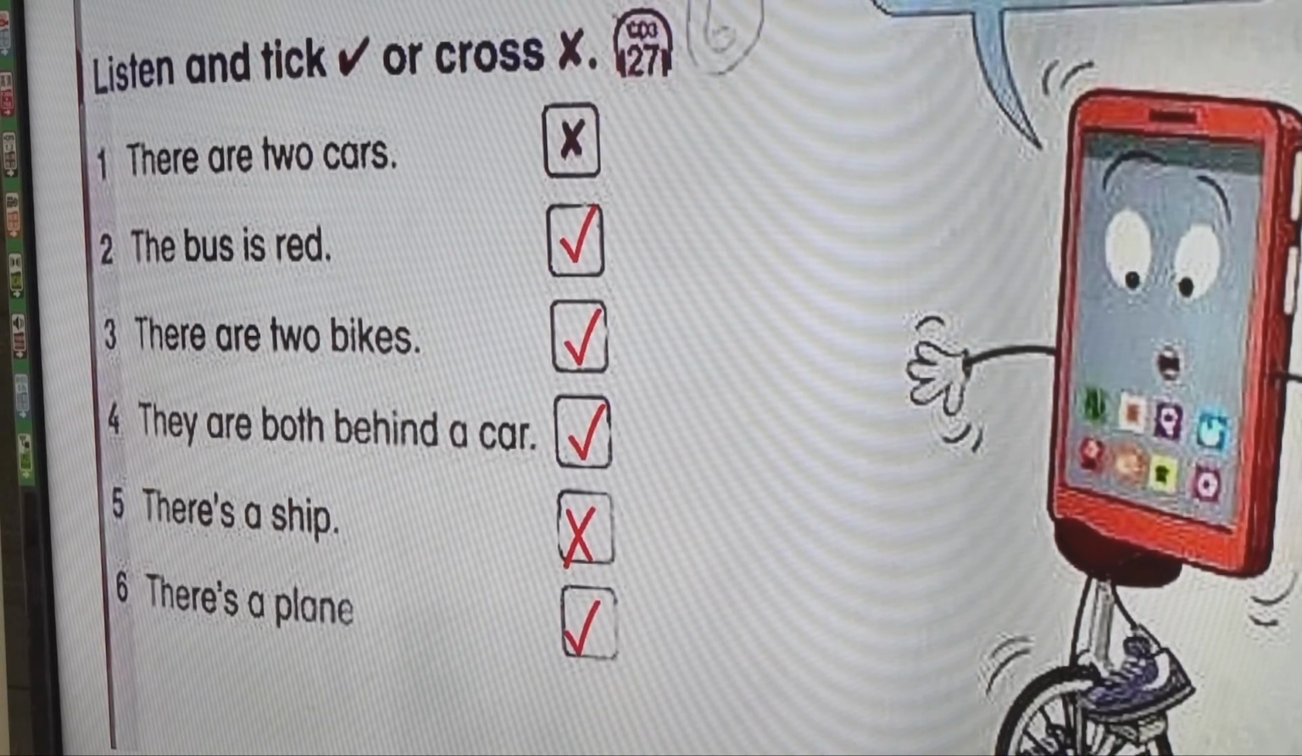So look through your answers, please. It should be like this, okay? There are 2 cars. No, there are 3 cars. The bus is red. Yes, the bus is red. There are 2 bikes. Yes, there are 2 bikes. The 2 bikes are both at the back of a car. Yes, they're both behind a car. There is a ship. No, there is no ship. There is a plane. Yes, there is a plane. Okay? Alright, easy.